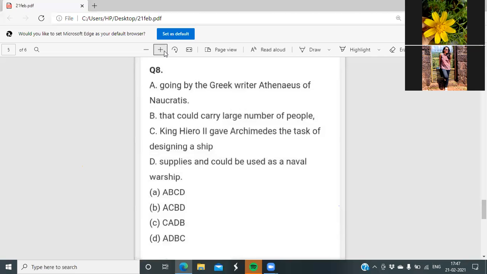So question 8 states, going by the Greek writer Athenius of Naucratis, option B, that could carry large number of people. King Hieron II gave Archimedes the task of designing a ship. B, supplies and could be used as a naval warship. Now I'm telling you, take a minute, try to understand it, and then give me an answer. I don't want anyone to answer incorrectly. Take your time.